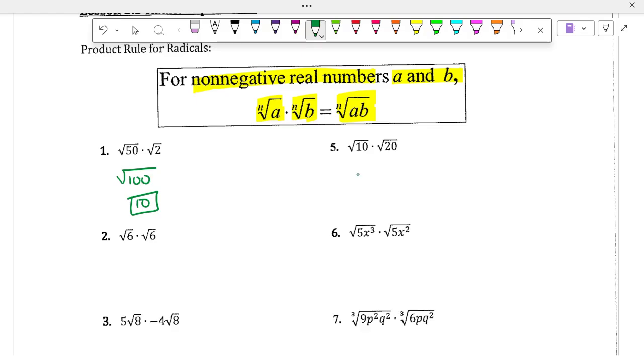If I do number 5, this is the same thing as 10 times 20. So that's square root of 200. How can I simplify square root of 200? 2 times 100. So this would be the same thing as 100 times 2. So what's that equal to? 10 square root 2. Square root of 100 is 10. You're left over with the square root of 2.